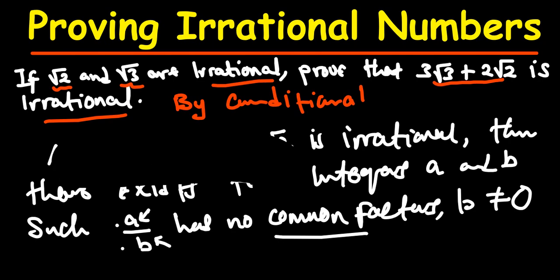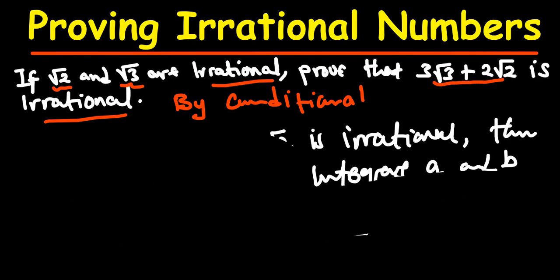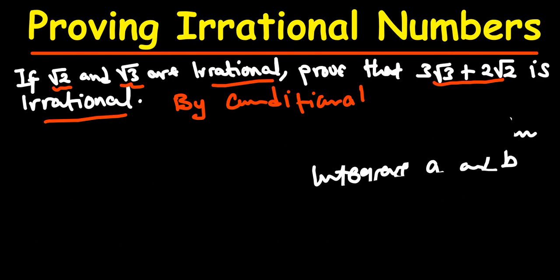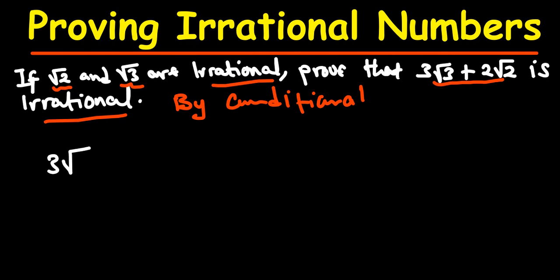So let's start our proof now. Always write that expression on top before you start. Now we are going to say, by our assumption, 3 root 3 plus 2 root 2 can be in the form a over b, where b can never be equal to 0 and a and b are in their lowest terms.